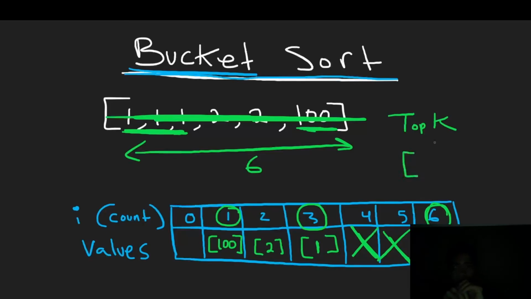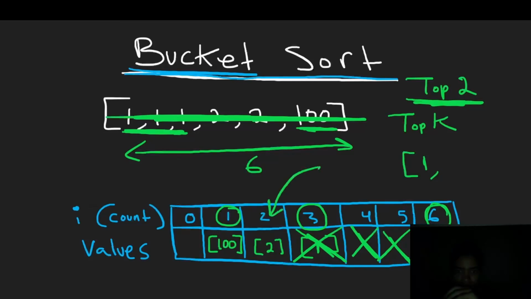So to our result, we want the top k values, the top k occurring values. We are going to add a 1 to that. 1 occurs most frequently in the input array. So we add 1 to our result. We need 1 more because I think we were looking for the top 2 values. K in this case is going to be 2.